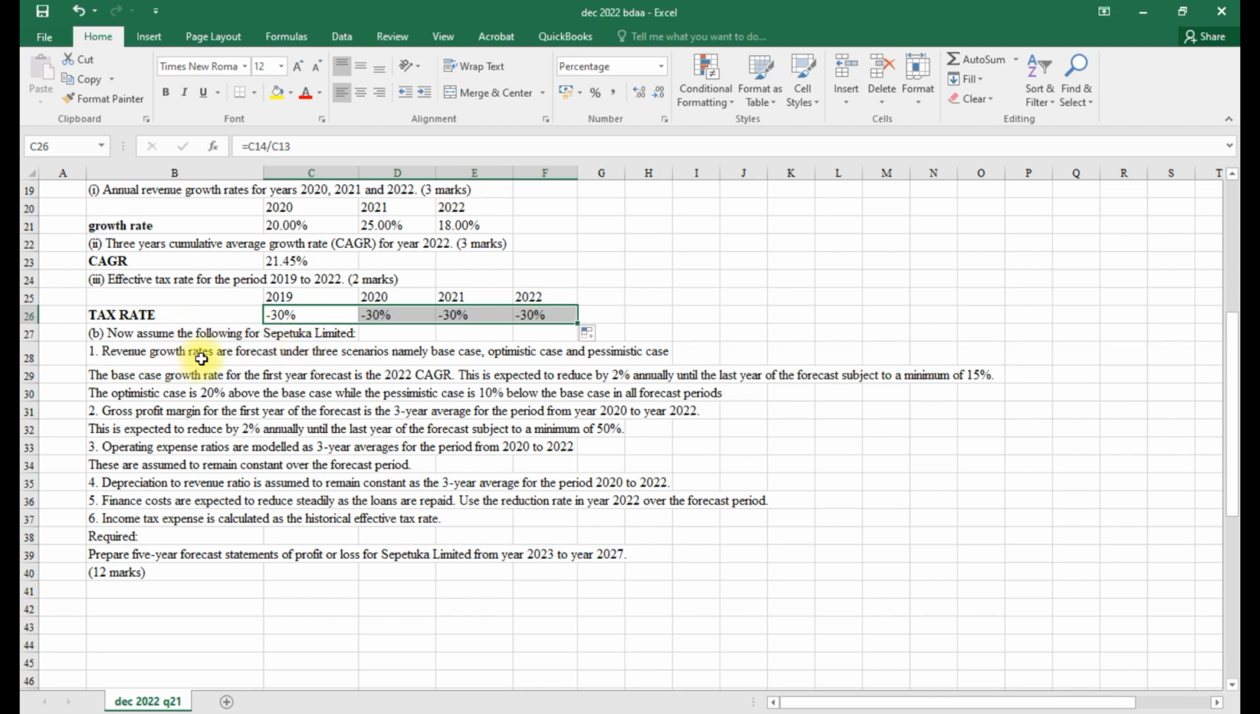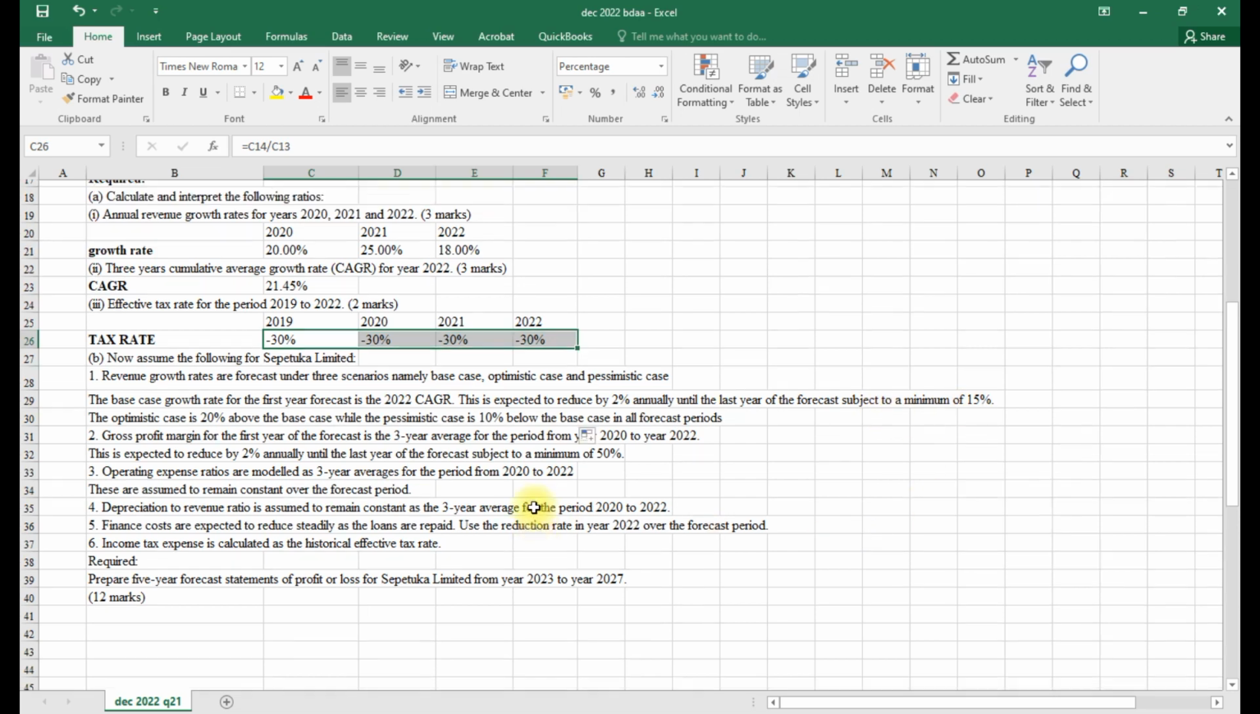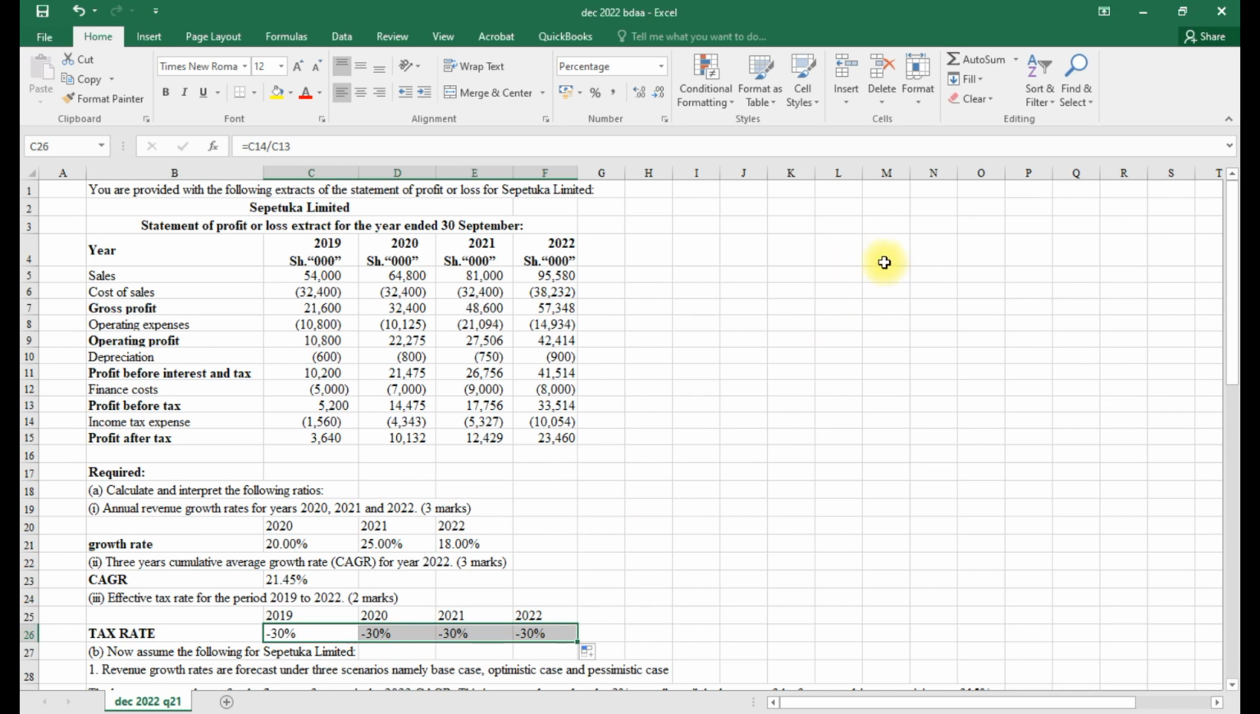Revenue growth rates are forecasted under three scenarios, namely the base case, optimistic case, and pessimistic case. The base case growth rate for the first year forecast is 2022 KAJA. This is expected to reduce by 2% annually until the last year forecast, subject to a minimum of 15%. So first we deal with that. This one is a base. Let me deal with it here, the base case, and I'll do some working.